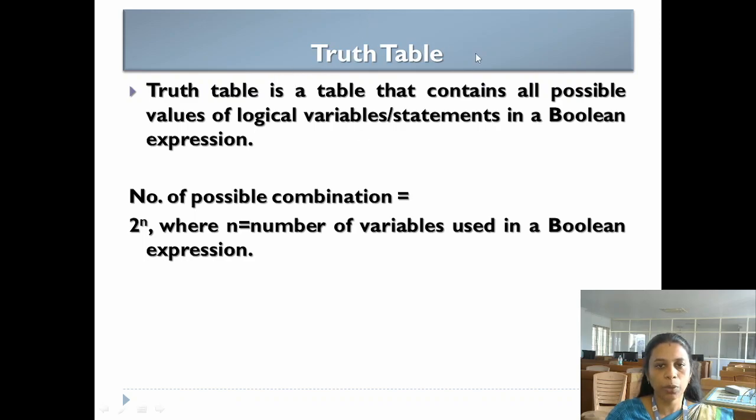Next, the explanation about the truth table. A truth table is a table that shows all possible combinations of inputs in a Boolean expression. Here the number of possible combinations is equal to 2 power n, where n is the number of variables used in the Boolean expression.